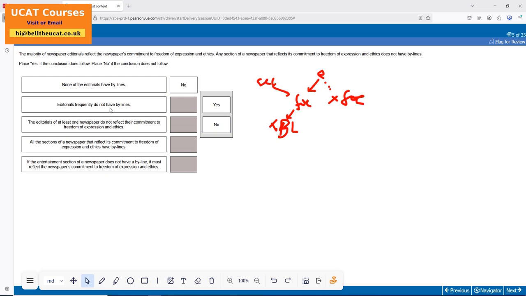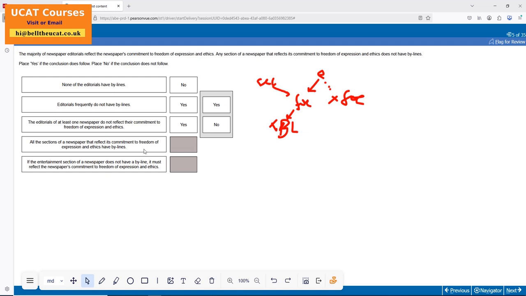Editorials frequently do not. Frequently means most likely. Editorial will most likely be FOE. If you're most likely FOE, you will not have bylines. Answer is yes. Editorials of at least one newspaper do not reflect, yes, this is the branch he's talking about. Oh, boom, yes. Right, okay, moving on.